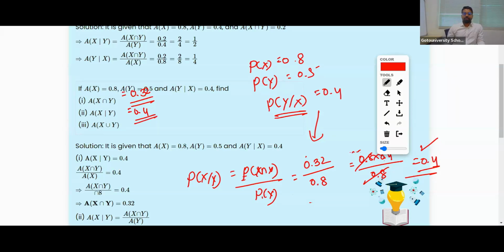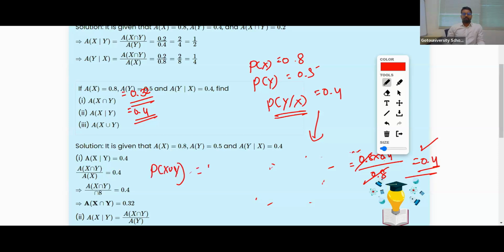Last one, what is P of X union Y? For X union Y, we have the formula. What is the formula? P of X union Y is equal to P of X plus P of Y minus P of X intersection Y. For this, we have to find P of X intersection Y, right? So this is our left-hand side. P of X is 0.8, P of Y is 0.5, minus P of X intersection Y, which is 0.32.